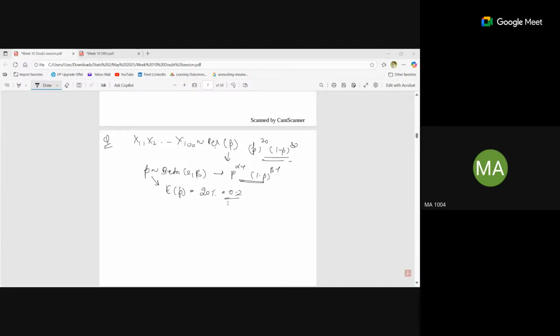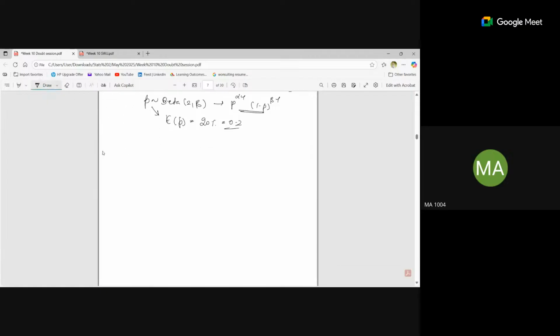Let me try it. Just a second. So X is following a uniform distribution over 1, 2, up to n, right? So for 1, what is the probability of each of the values? It will be 1 by n. For 2, it will be 1 by n, like that. Now I have to find the likelihood first. The likelihood will be the product of i going from 1 to n of the probability 1 by n.